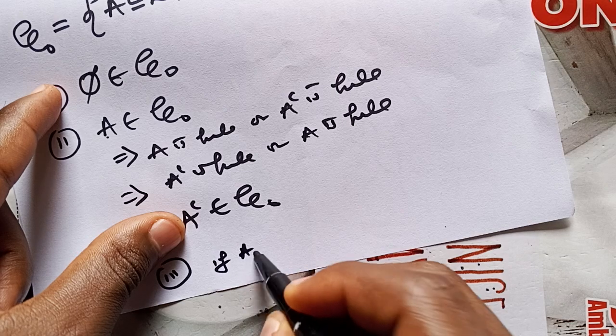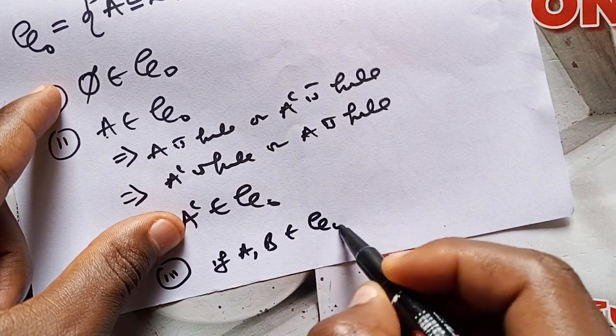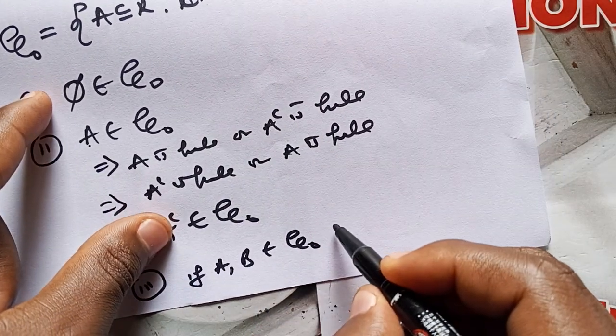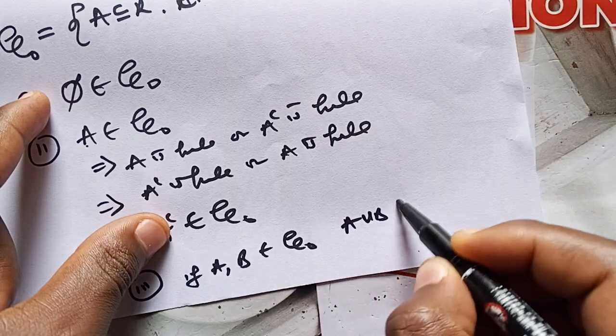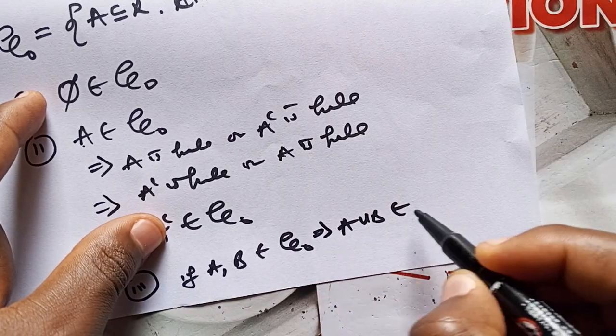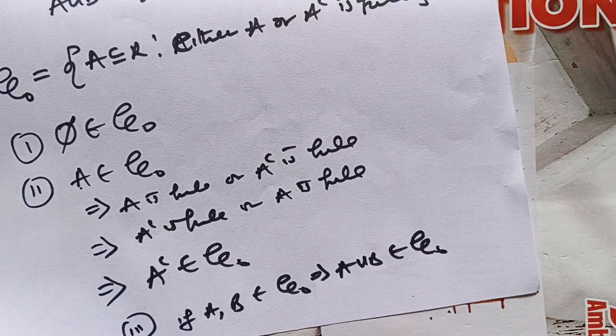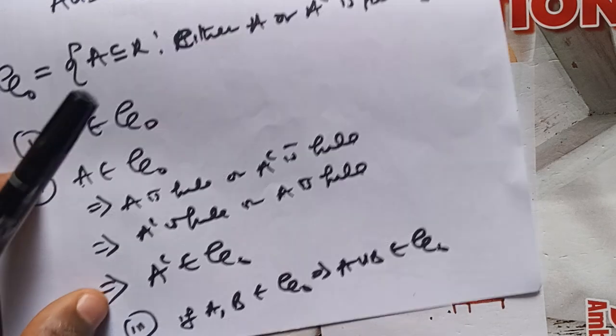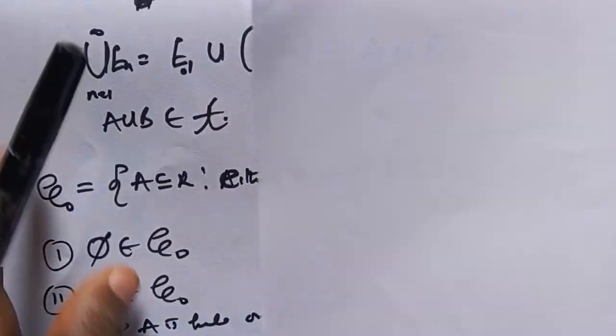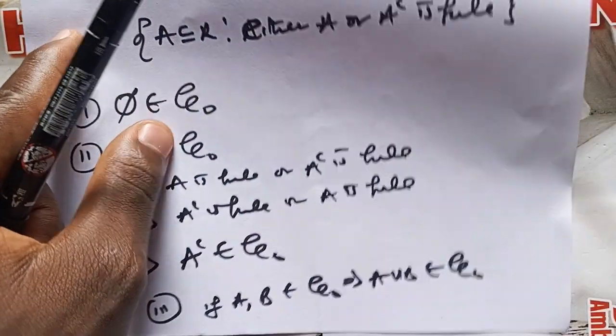Now the last case, to show that this is an algebra, we have to show that if A and B are in this algebra, then A union B is also what? This implies that A union B is in what? The algebra. We have to show this last case. Now, to show that this last case is true, we have to consider 3 cases or 4 probably.